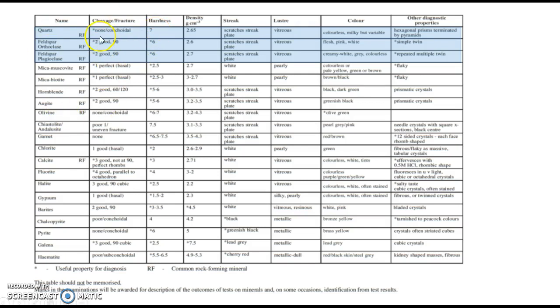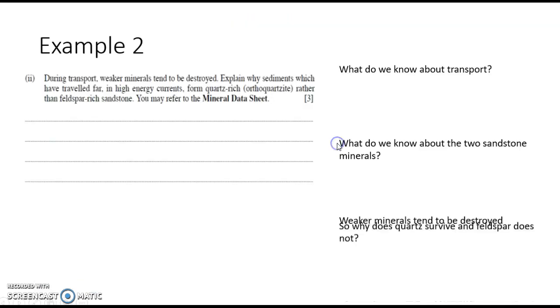The second thing that we can see is that quartz has no cleavage planes within it. It does break like glass, but it doesn't have any planes of weakness, whereas feldspar has 2 good planes of weakness in terms of cleavage at 90 degrees. And so as you're transporting these minerals, they're going to start to break apart along those cleavages.